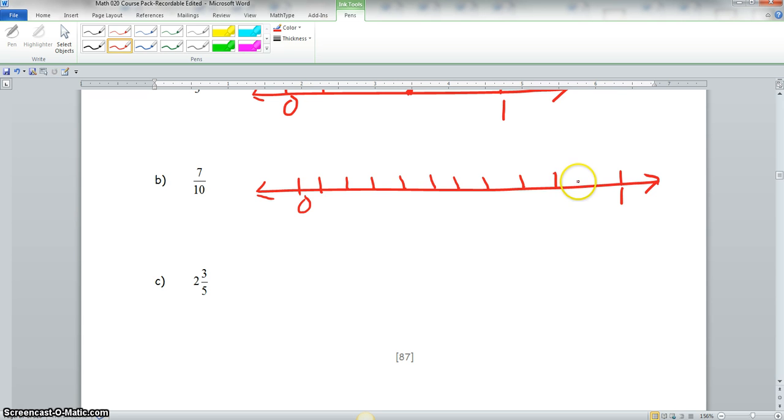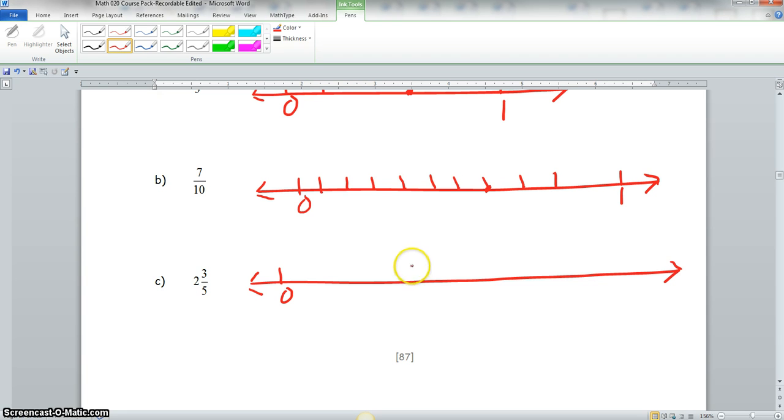Again, you could make it a little cleaner than what I did. So now we have to mark the 7. We'll go 1, 2, 3, 4, 5, 6, 7. So that is our 7/10. Now we go down here to 2 3/5. Now we notice that is higher than 1 and is actually higher than 2.